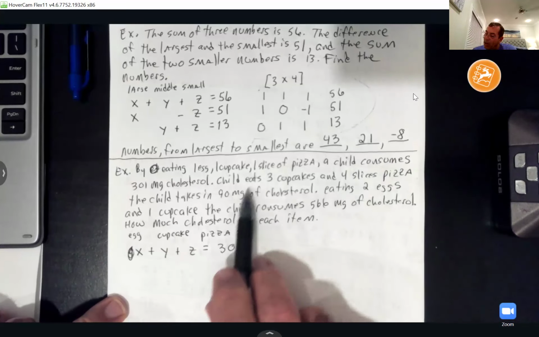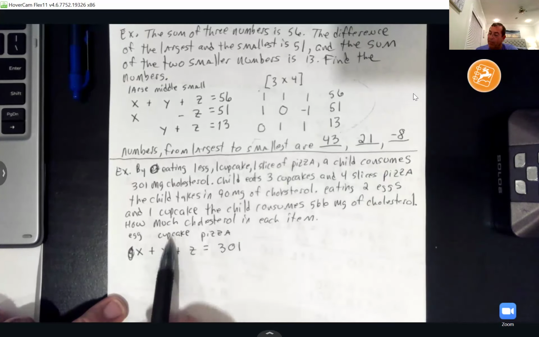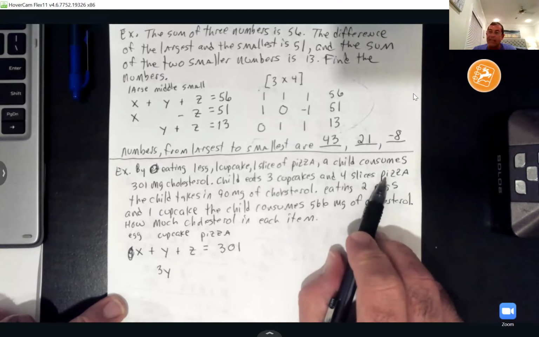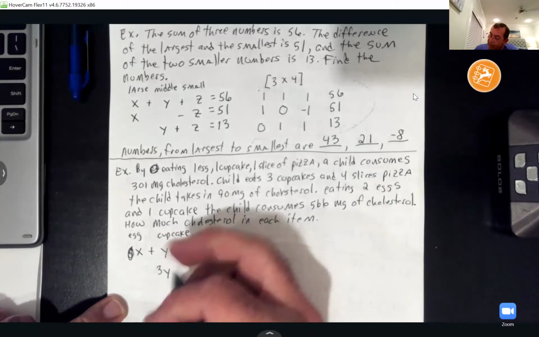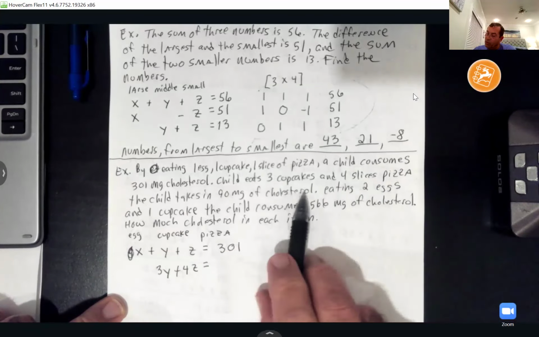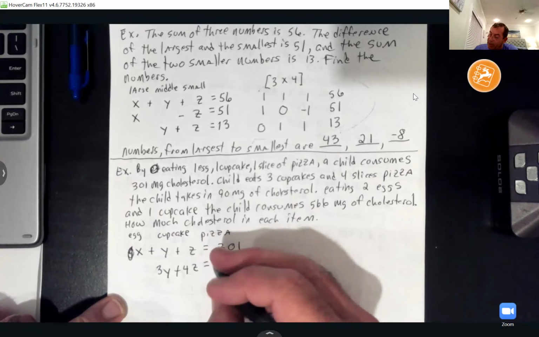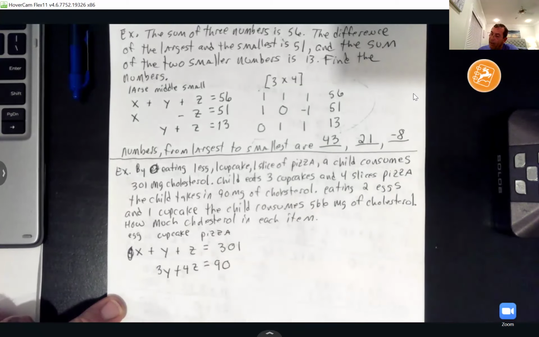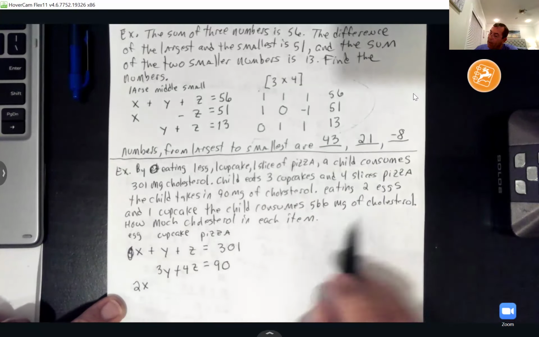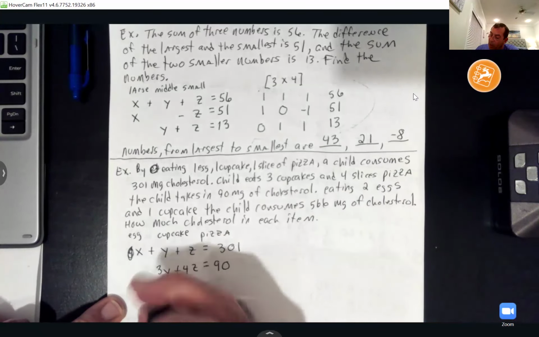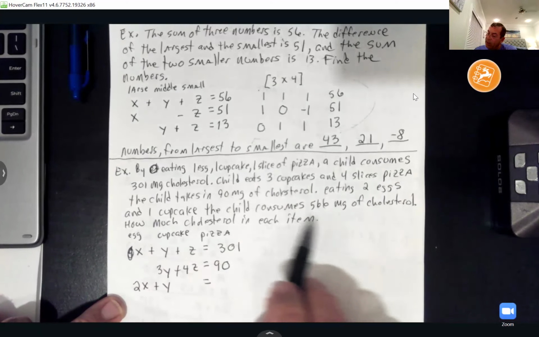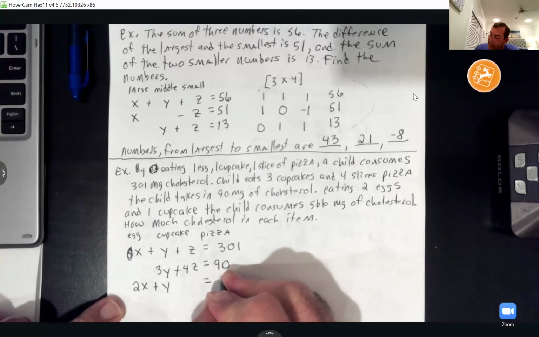All right, the second row, though, was 3 cupcakes. Well, that'd be 3Y. 4 slices of pizza, that'll be 4Z. That equals 90 milligrams. And y'all, my last one, 2 eggs, so that'll be 2 X's, and 1 cupcake, so that'll be 1 Y. Those 2 together equaled 566.